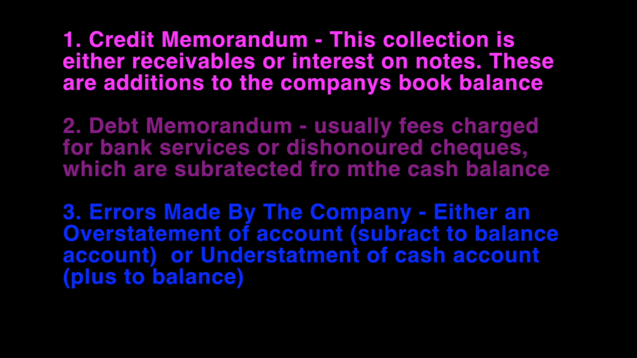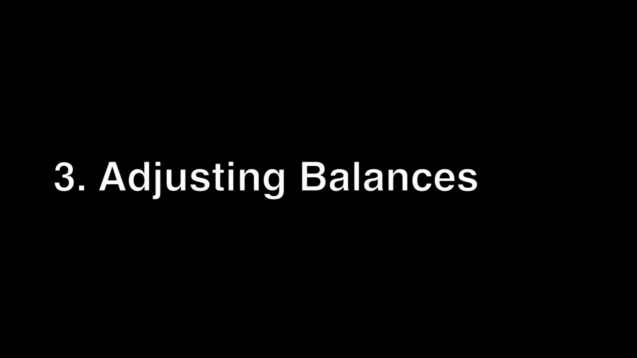The second reason is debit memorandum. This is usually incurred costs that have been written in the bank statement that the company does not know of. These are usually fees charged for bank services or dishonored checks. This is subtracted from the cash balance. The third reason is errors made by the company. This is either an overstatement, if so, they subtract the amount, or it can be an understatement in which you plus the additional amount.